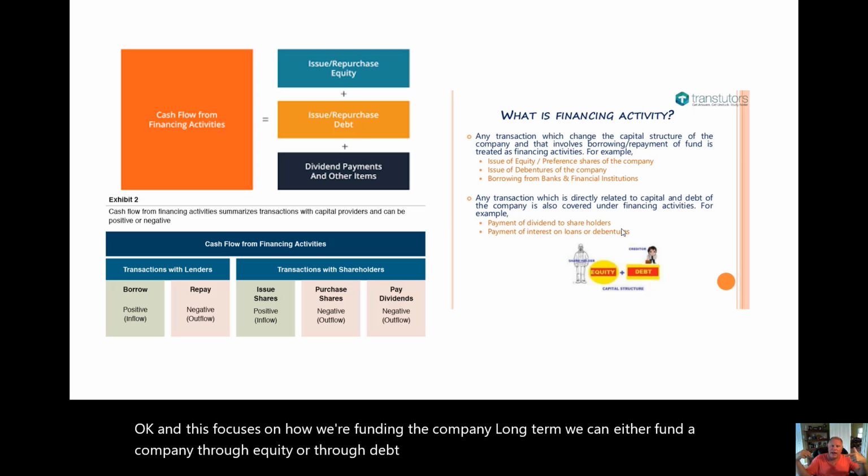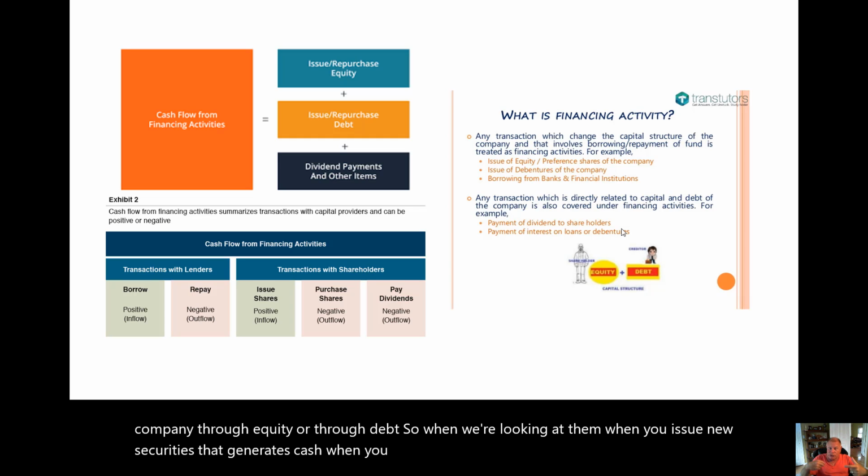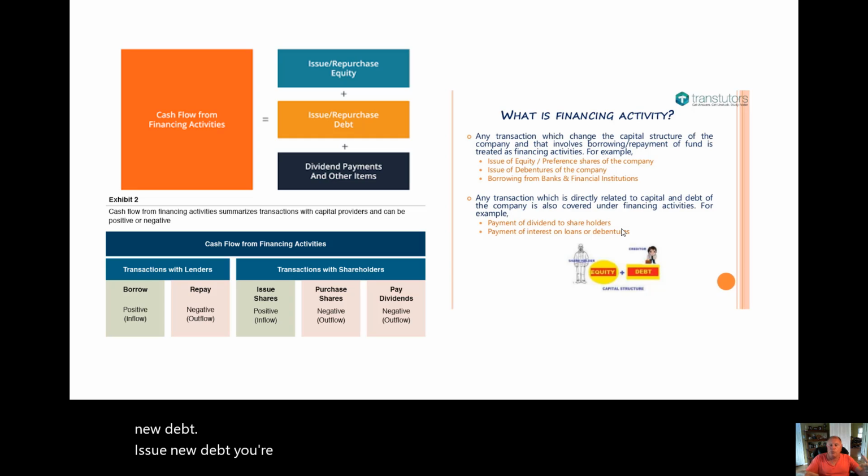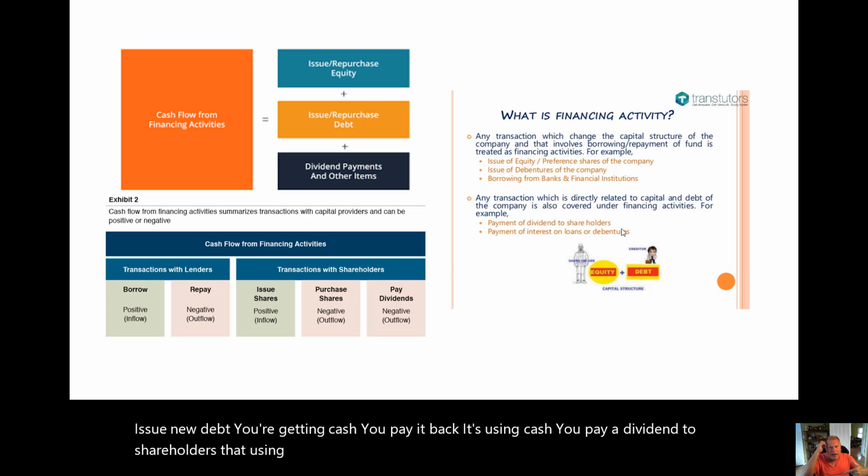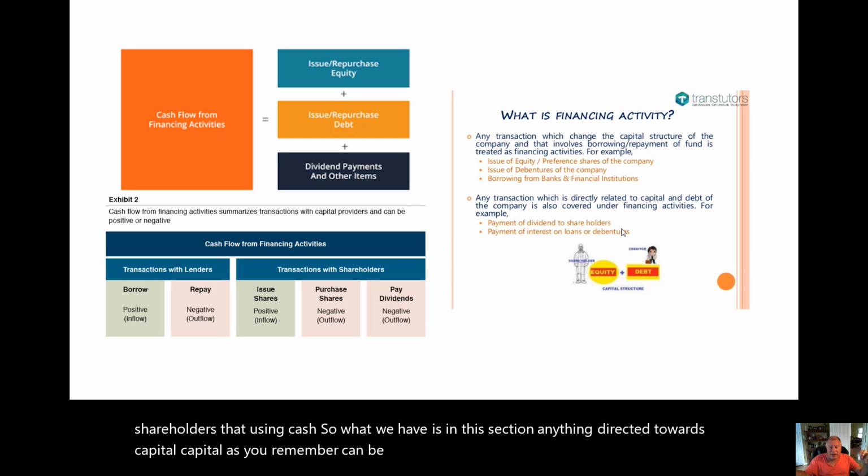So when you issue new securities, that generates cash. When you buy them back, that uses cash. When you get new debt, okay, you're going to issue new debt, you're getting cash. You pay it back, it's using cash. You pay a dividend to shareholders, that's using cash. So what we have in this section is anything directed towards capital. Capital, as you remember, can be equity and debt.